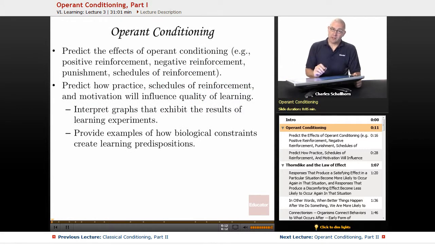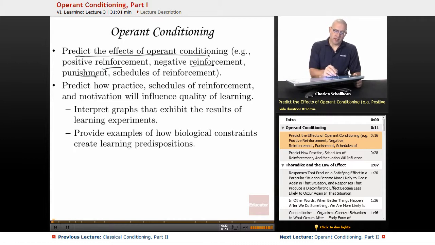What the AP folks at the College Board would like us to know is they'd like us to be able to predict the effects of operant conditioning. Some terms you're going to be familiar with here are positive reinforcement, negative reinforcement, punishment, and schedules of reinforcement. We're going to predict how practice, schedules of reinforcement, and motivation will influence the quality of learning. How well do we learn something?